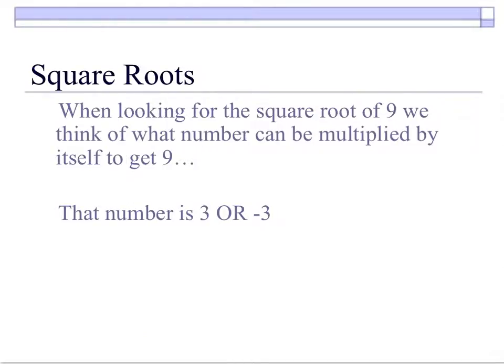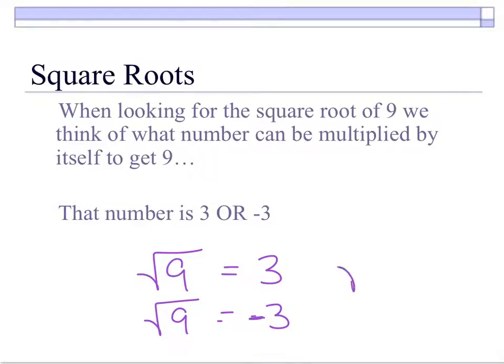This slide is a review of square roots. When looking for the square root of a number, let's say 9, because 9 is a perfect square, we think of what number can be multiplied by itself to get 9. So the square root of 9 can equal 3, but the square root of 9 can also equal negative 3. So often you say the square root of 9 is equal to plus or minus 3.